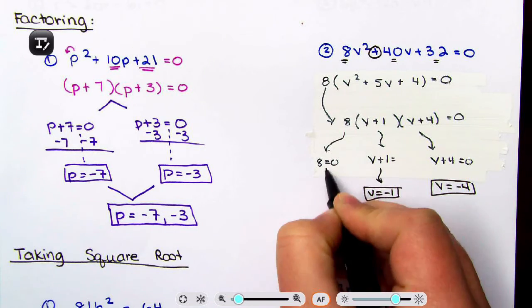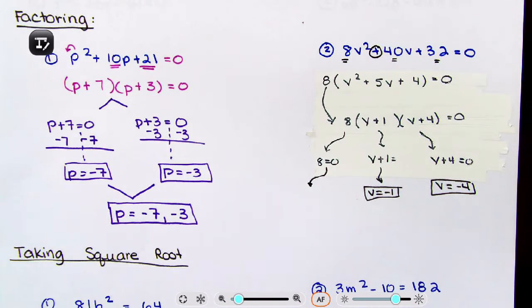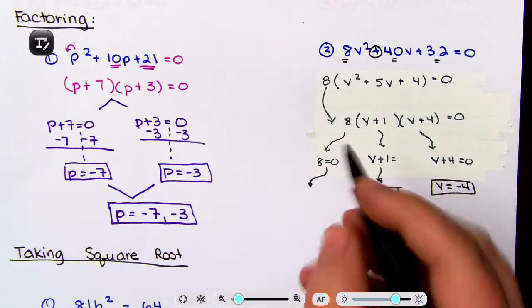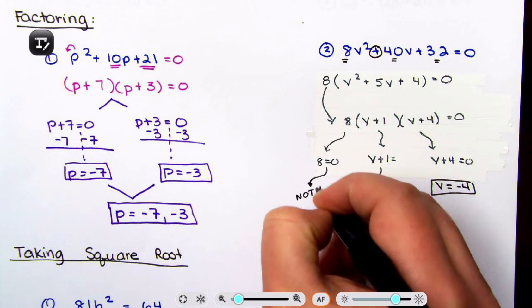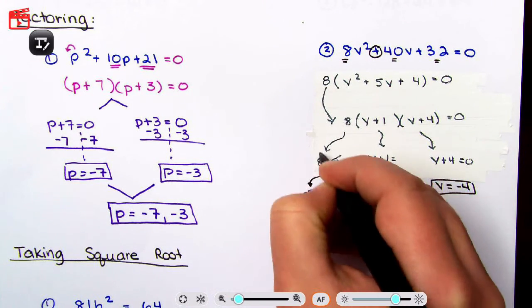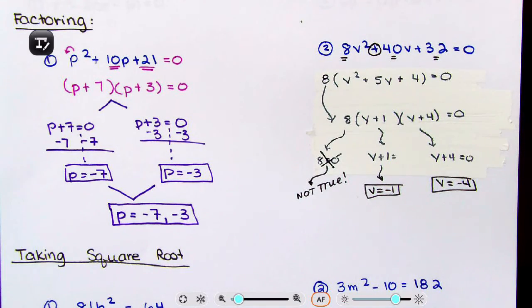And now here, take a look at this. Is there a variable for us to solve? Is there a v in here? No, there's no variable. There's nothing to solve. Also, is 8 ever the same thing as 0? Having $8 or having no money are very different. So this is not true. So if it's just a number, you don't include it. Only variables. So we have two solutions here.